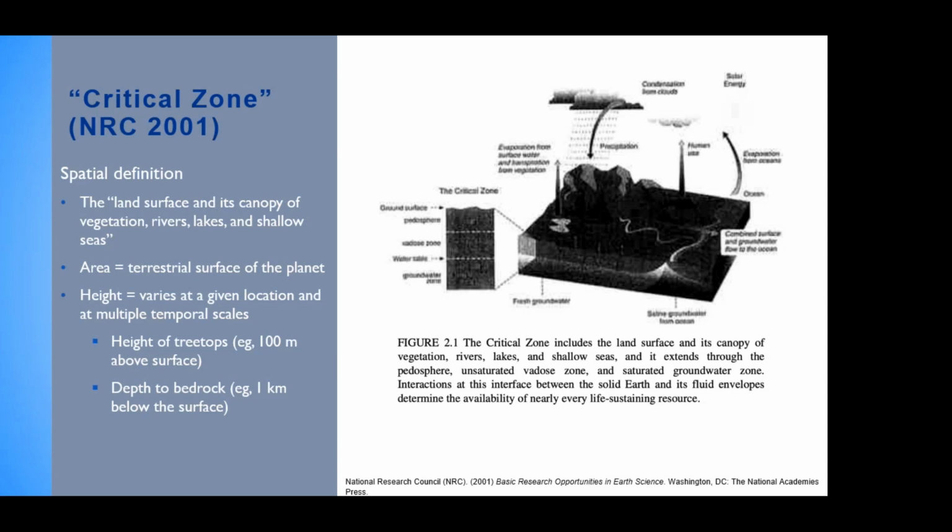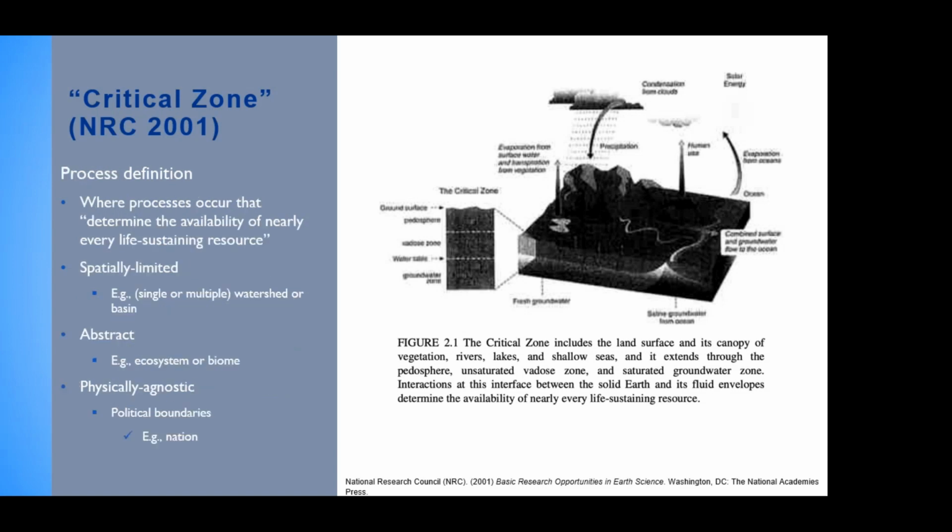So they had a spatial definition here because they described the critical zone as being the land surface and its canopy of vegetation, rivers, lakes, and shallow seas. And the spatial definition had an area. It was the terrestrial surface of the planet, and it had a height. And that height varied at a given location and at multiple temporal scales, because depending on whether a tree existed at that time and the height of that tree top, you would have a different size of the critical zone at any given time.